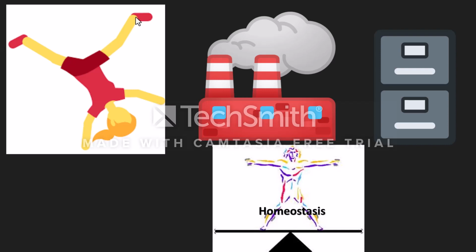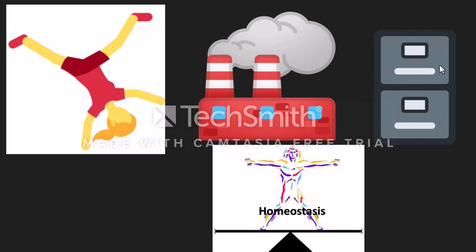And movement is where the skeleton works with the muscular system to allow for movement. And production, which is the factory, is the production of blood cells because red bone marrow inside some larger bones produces blood cells as well as many other types of cells.